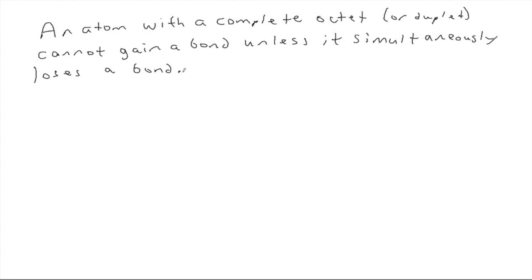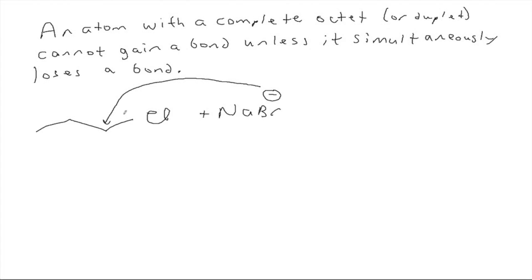Okay, so here's the rule. Tell me when you have that written down. Okay, this rule should make sense. Since you have a complete octet, there's no room to gain a bond unless you lose a bond at the same time. So to give you an example, would you agree this arrow is not reasonable? This arrow is not reasonable.